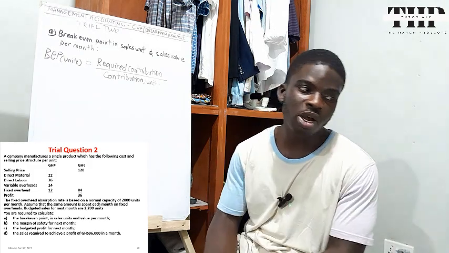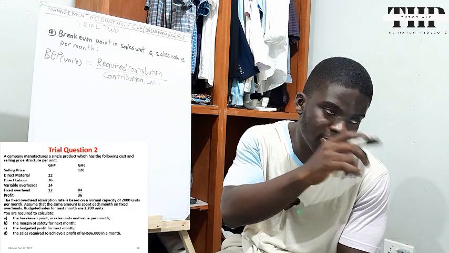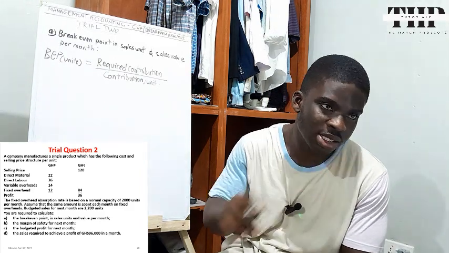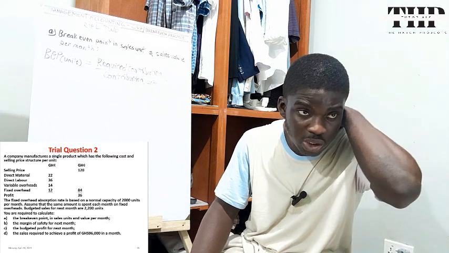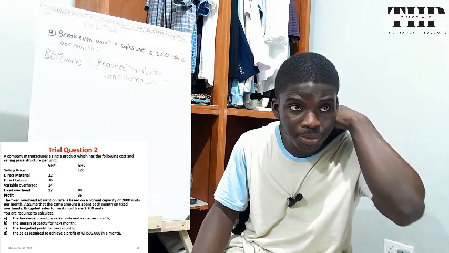So to get our required contribution into the fixed cost, it will be the fixed cost per unit times the normal capacity of 2,000 units.